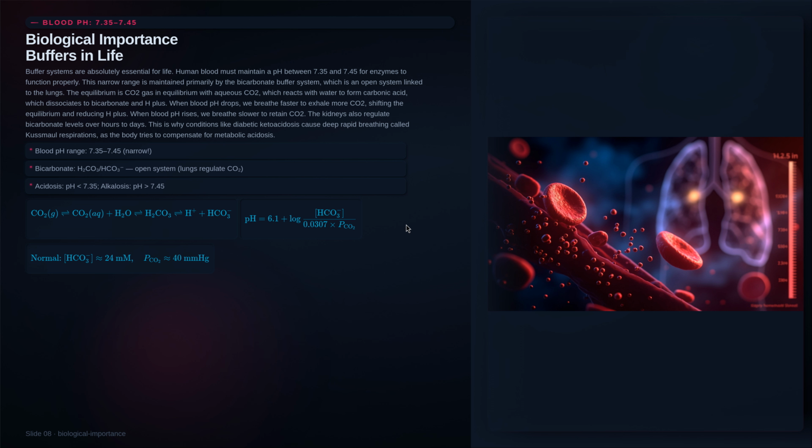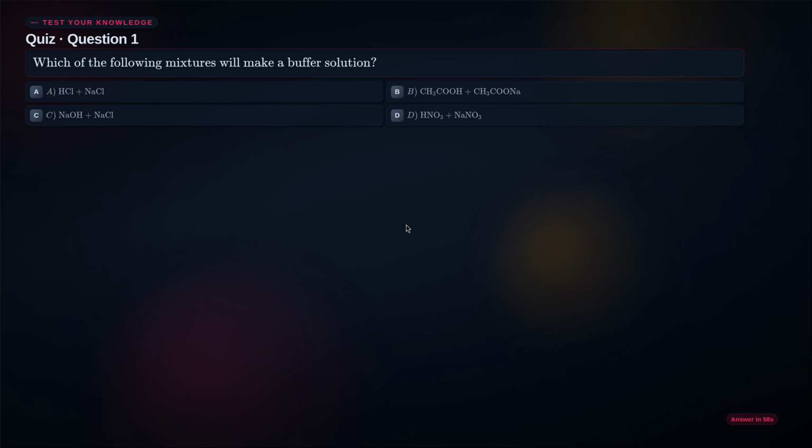When blood pH drops, we breathe faster to exhale more CO2, shifting the equilibrium and reducing H+. When blood pH rises, we breathe slower to retain CO2. The kidneys also regulate bicarbonate levels over hours to days. Diabetic ketoacidosis causes deep, rapid breathing called Kussmaul respirations as the body tries to compensate for metabolic acidosis.